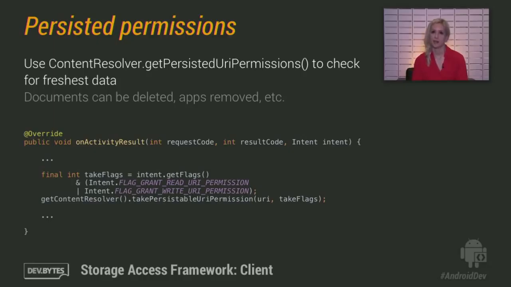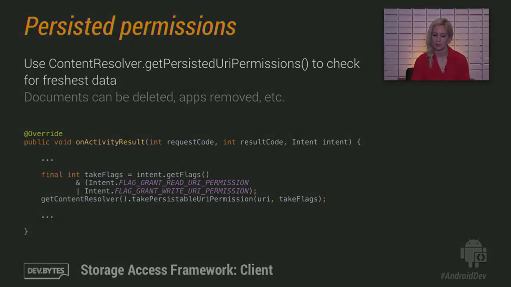Instead, you can persist the permissions the system gave you. Now they'll last no matter whether the phone is turned off or on. The system won't do this automatically for you. Your app has to explicitly request that the permissions be persisted. This is a security measure, so it's a good thing. One last note, you may have saved the most recent URIs your app accessed, but you should still always use Content Resolver get persisted URI permissions to check that you have the freshest data. Other applications could delete documents, apps could be removed, so make this check to make sure your data is right.